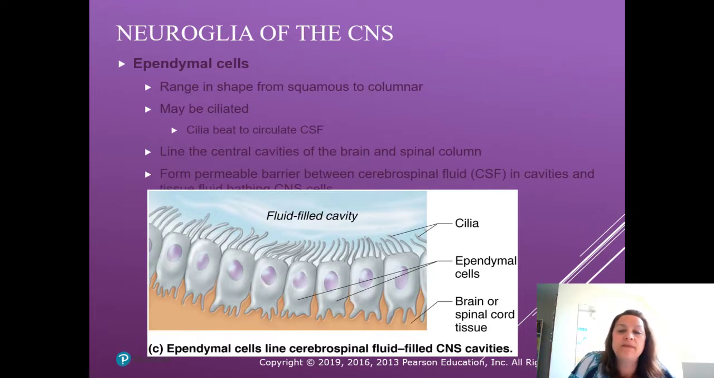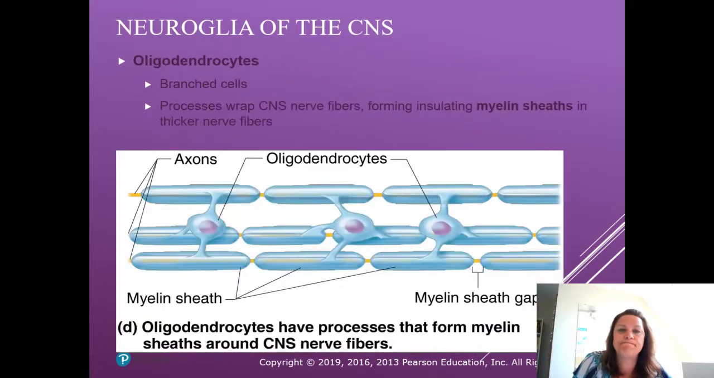Then we have these called ependymal cells, and the ependymal cells have cilia on them, and they move the cerebrospinal fluid around the brain, down around the spinal cord, up into the ventricles of the brain, and it bathes the cells in this fluid. The cerebrospinal fluid is nourishing and moistening and protective, so these ependymal cells move that around. When we get to chapter 12, we'll do more with the cerebrospinal fluid and where it's located.